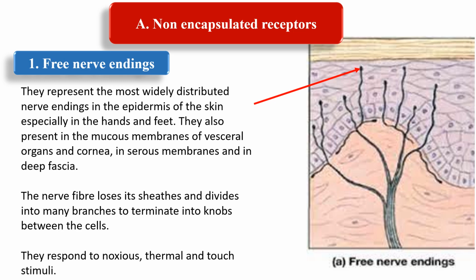Let's go to the diagram on the right side to see what happens. Free nerve endings start as a myelinated nerve fiber. This myelin sheath is lost before penetration of the epidermis, then it gives branches which pass between the cells of the epidermis. They respond to noxious thermal and touch stimuli. What is the meaning of this function? That means that the main function of free nerve endings is to respond to pain, temperature, and touch stimuli which we can feel.